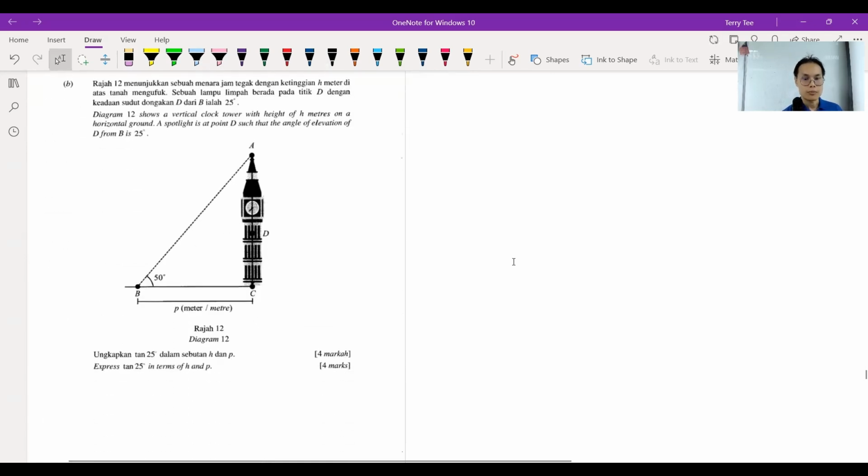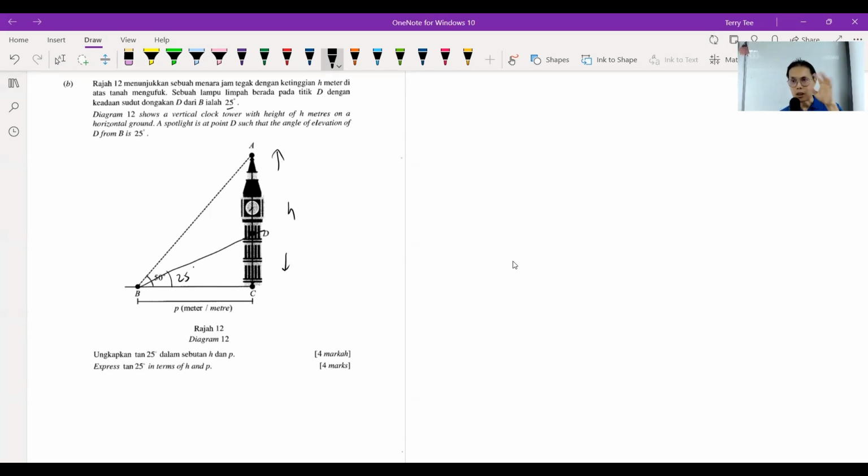Okay, Raja menunjukkan suatu menara jam tegak dengan ketinggian H dari atas tanah mengufuk. Sebuah lampu limpah berada pada titik D dengan keadaan sudut dongakan ialah 25 darjah. Dongakan D dari B, D dari B ya, is here, 25. Okay, dongakan is angle of elevation, you look up. So, ungkapkan tangent 25 dalam sebutan H dan P.